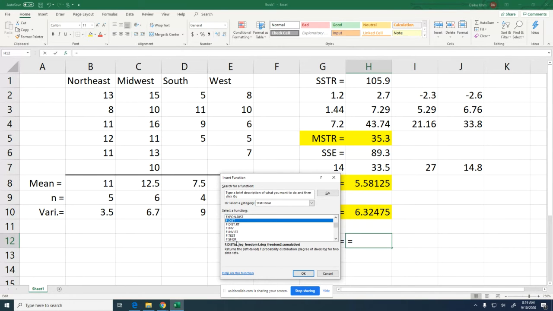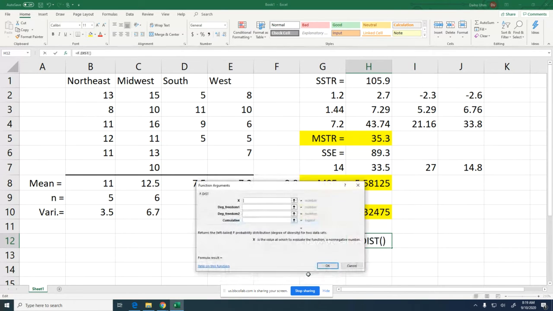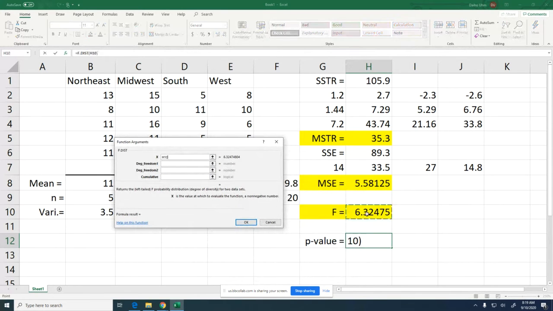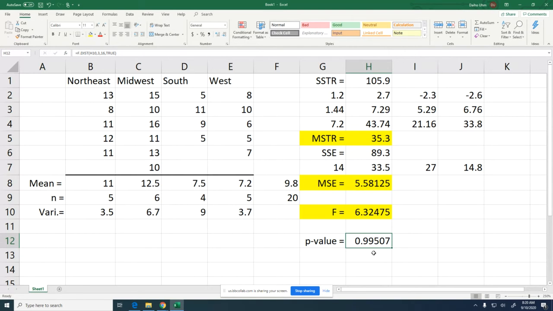So anyway, let me take the function F dot dist. The x value is the test statistic, the F score. And we need the two degrees of freedom. Degree of freedom 1 is k minus 1, which was 4 minus 1, 3. And the second one is 20 minus 4, 16. And now, yes, we need the cumulative left tail probability, right? So let me type TRUE. I think you have to type the capital letters. See, it is 0.995.